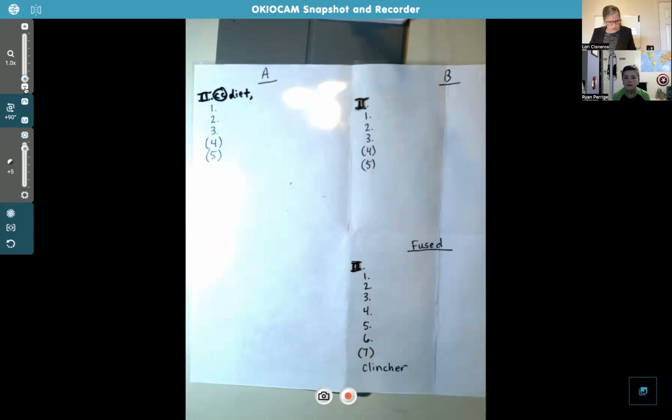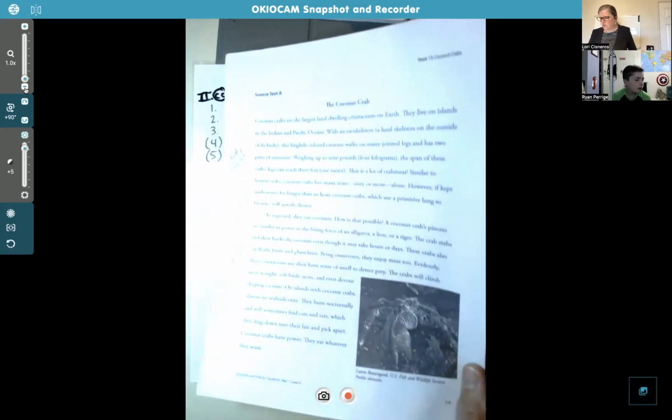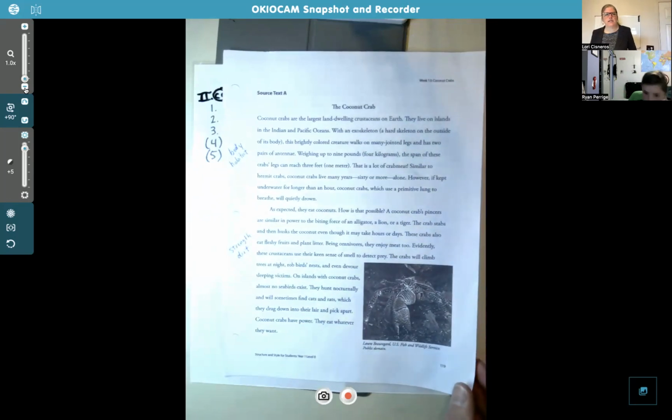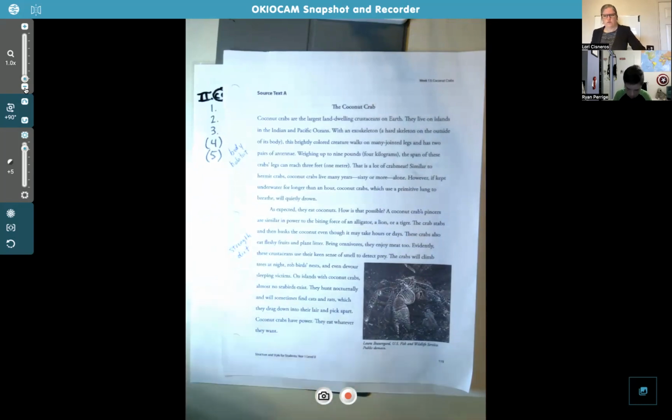The next step is to actually look at your source text. So go ahead and get out source text A, which is this one from page 119. And you're going to need source text B and C too. So go ahead and get all three of those out. Okay. Got it? Got it. Okay.